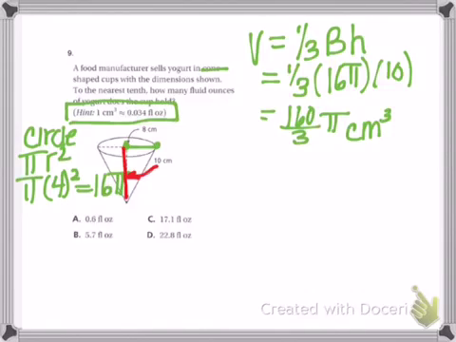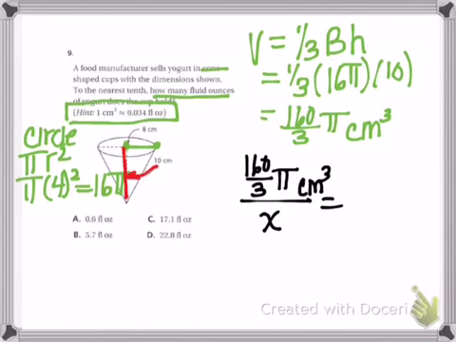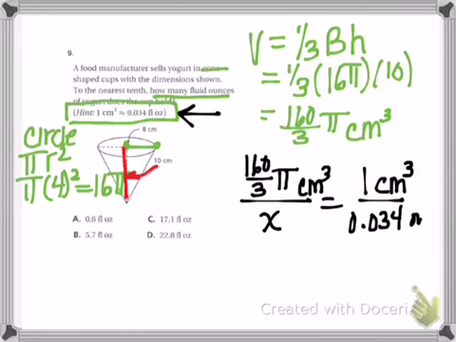My question wants how many fluid ounces. So I've got to set up a proportion. I know my volume is 160 over 3 pi centimeters cubed. I want to know how many ounces that is. Then I'm going to use my hint here to set it up. So I know I have 1 centimeter, centimeters are on top, over 0.034 ounces. So to solve that, I'm going to cross multiply.